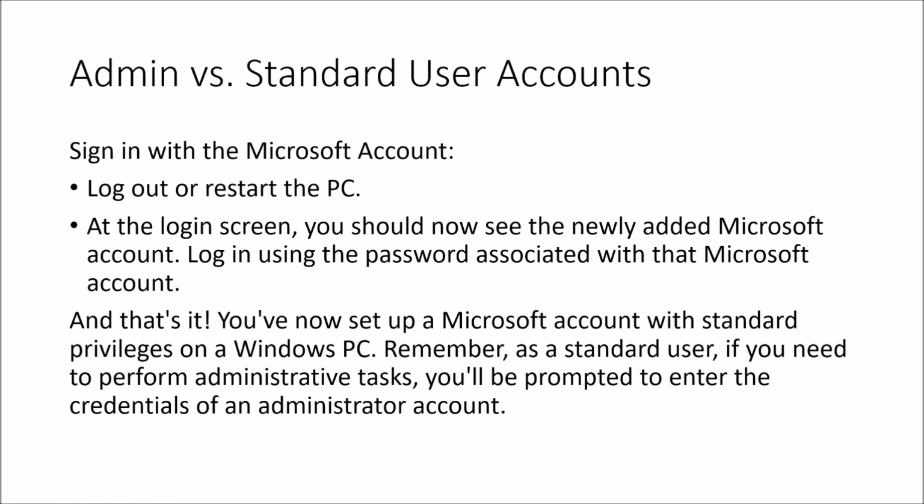So once you've done that, you sign in with your Microsoft account, you log out and restart your PC. And at the login screen, you should see the newly added Microsoft account. Log in using the password associated with that account, and that's it. And you've now set up your account with standard privileges on a Windows PC. You have to remember that as a standard user, if you need to perform administrative tasks, you'll be prompted to enter credentials of an administrator account.